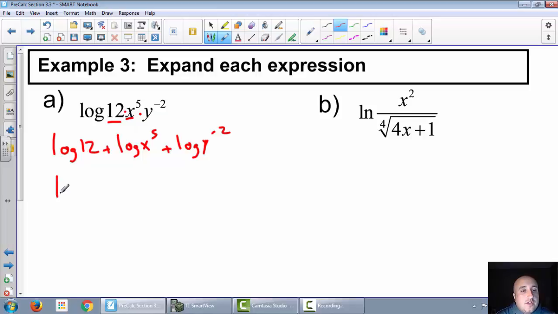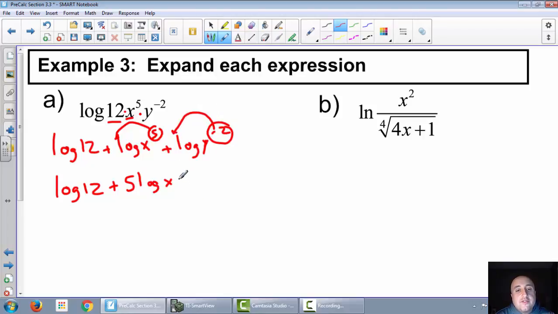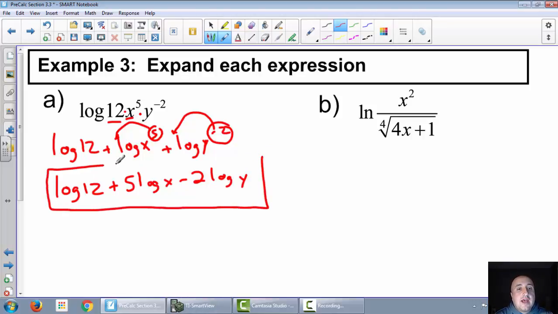So log of 12, nothing to do there. We're just going to leave it. Plus the 5 is going to go to the front, so 5 log of x. And then we have a -2 exponent that's going to come to the front. So you could put plus -2, I just do a -2 log of y. Nothing else we can do. This is fully expanded. We are going to stop. That's called expanding each expression. You can try number 2, or we will do number 2 together, or part B.